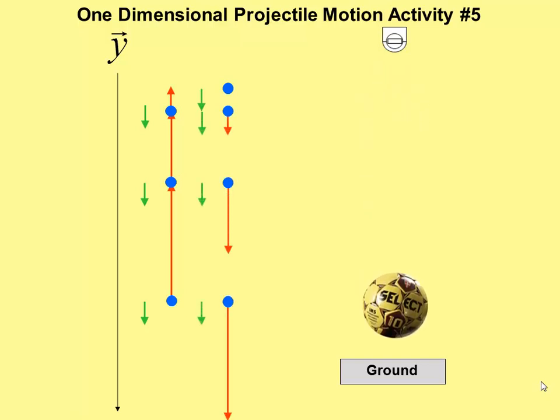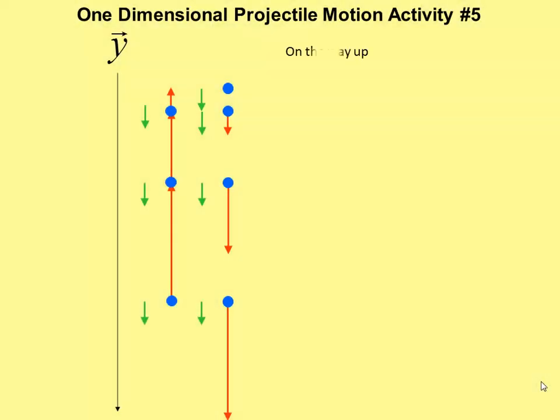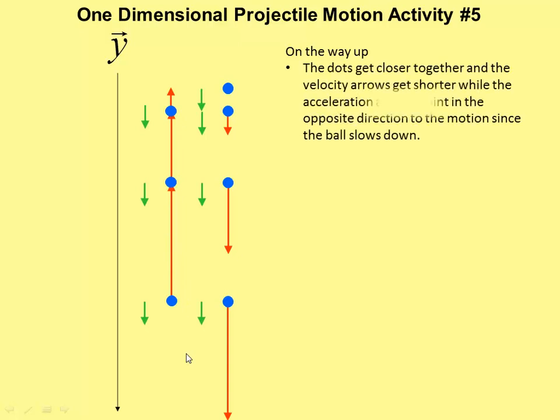Now let's take a look at this motion, and why the motion map looks the way it does. Well, on the way up, notice a couple of things about the dots and the arrows. Notice that the dots get closer to one another on the way up. Notice that the velocity arrows get shorter on the way up. And notice that the acceleration arrows point in a direction opposite to the motion.